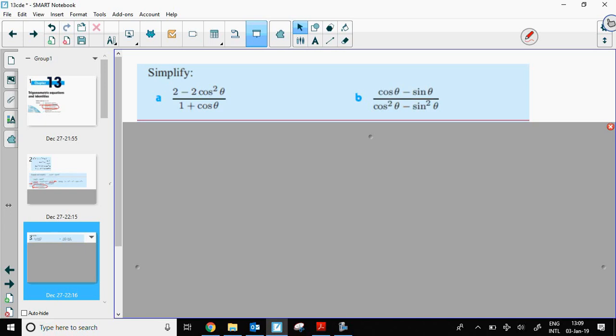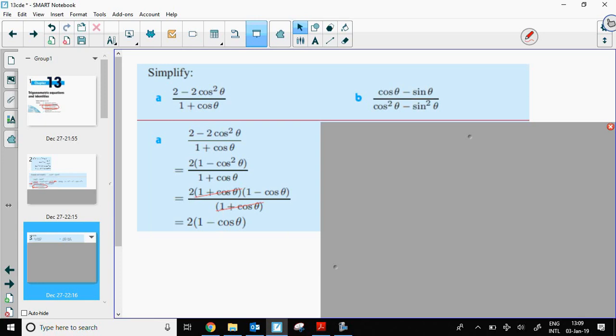Just simplifying these. Okay, I think this first one, well, what could we do here? Can we factor anything? Let's see. Yes, indeed we can. We can take out a 2, and then all of a sudden, that's a difference of squares right there. So that's going to be 1 plus cosine and 1 minus cosine, which means that we can cancel out the 1 plus cosine with the denominator, and then that's our final answer.